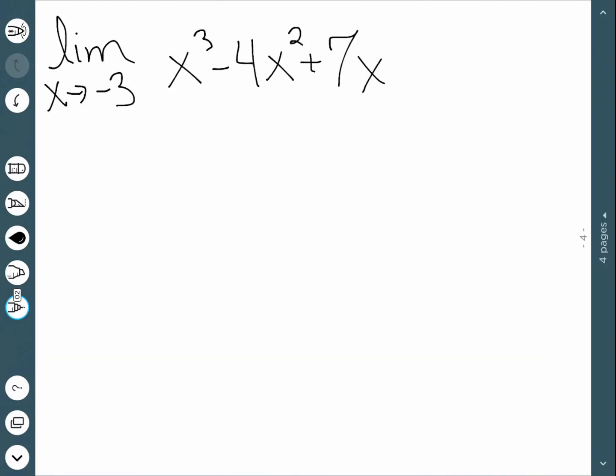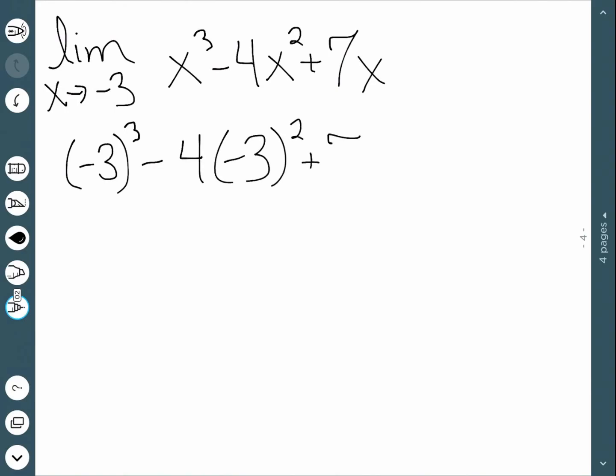Here we have the limit as x approaches negative 3 of x cubed minus 4x squared plus 7x. So all we have to do is stick in the negative 3. I have negative 3 cubed minus 4 times negative 3 squared plus 7 times negative 3. And once we do all of our arithmetic and work that out, we get negative 84. So I have my limit using a lot less work than I did in my last example. Let's try one more.